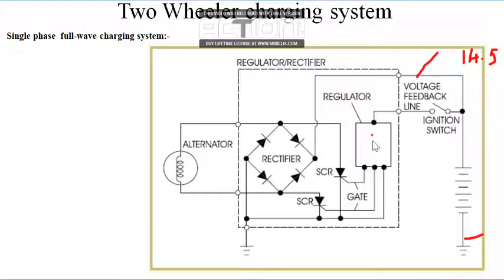Okay, so this is the normal working of our single phase full wave charging system.